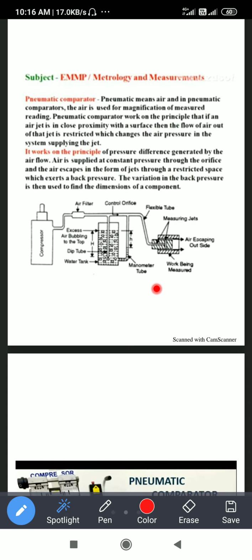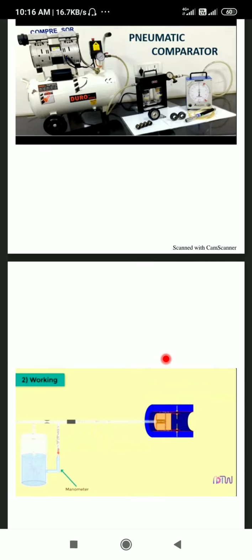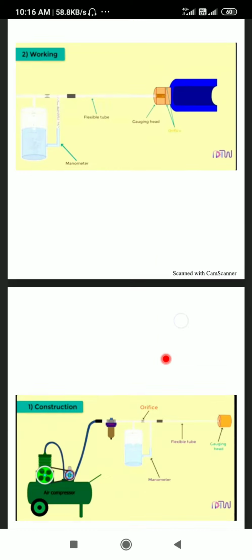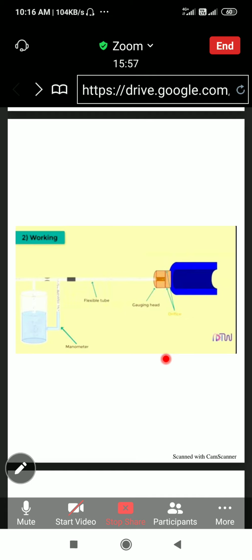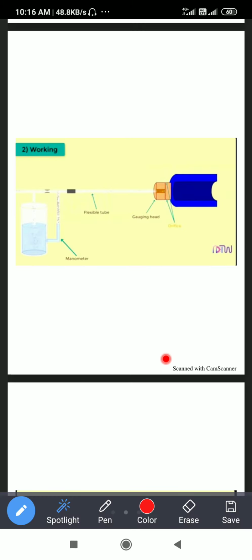Before going to the 2D diagram, I will show you the animated diagram so that you can understand easily. This is the setup, as I just explained. This is the workpiece, and you are going to check its inside diameter. How? From the filter the air is passed to the orifice, and some amount of the air is passed to this water tank.